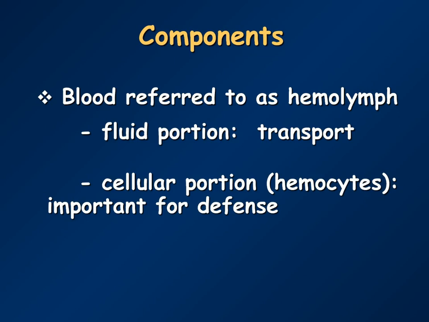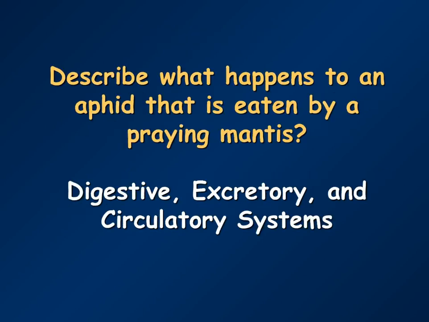Hemolymph of certain insects also contain hemocytes that migrate to wounds and form a plug. They often congregate around foreign bodies, such as parasites, to help crowd these invading organisms out. With that, you should have a good understanding of the digestion, excretory, and circulatory systems of insects.